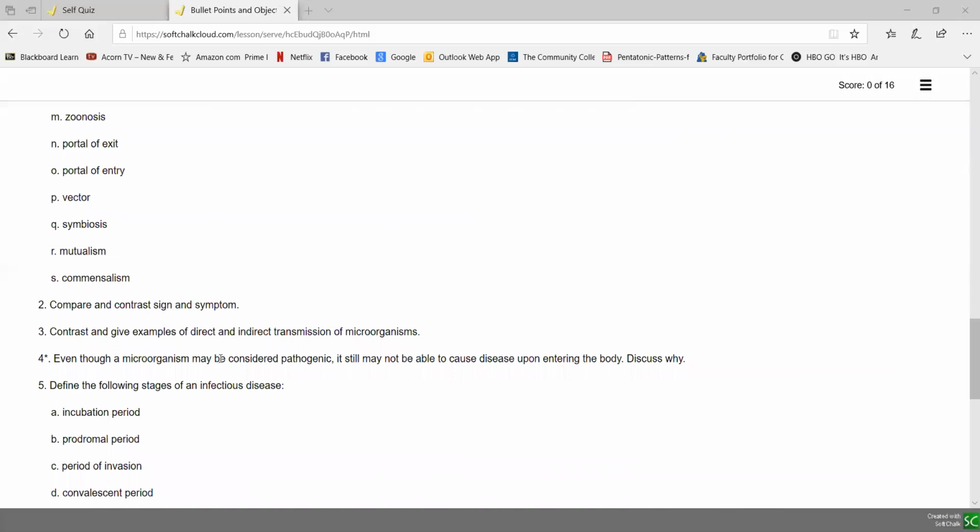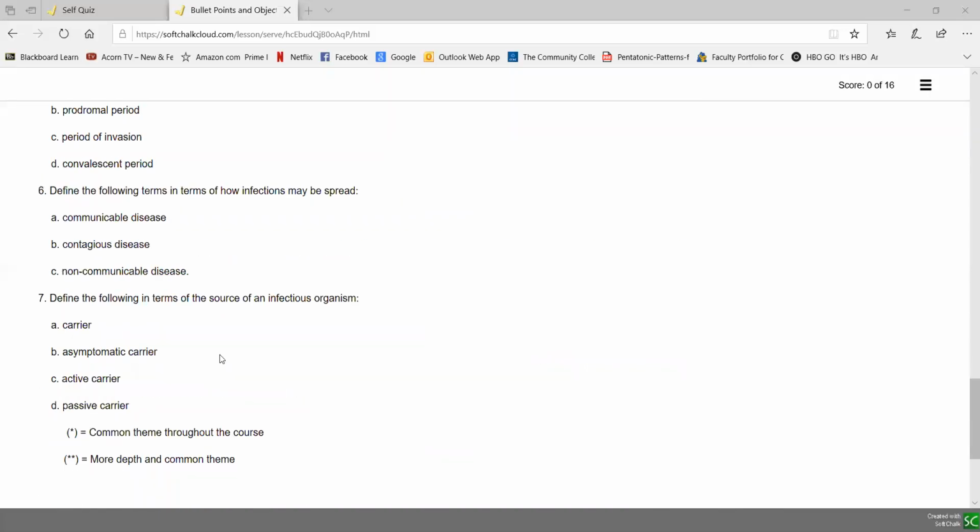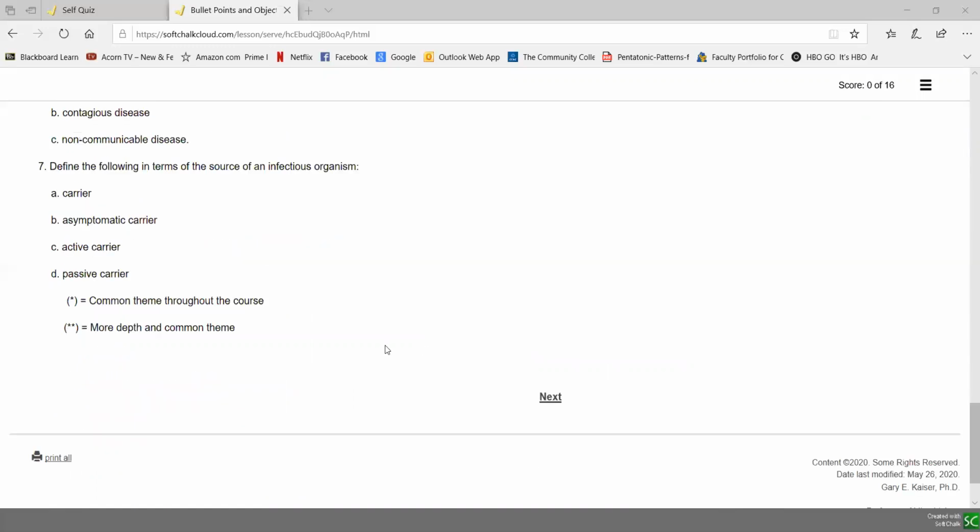A few that deal with the process of disease, but again, mostly a lot of definitions. So again, make sure you're going through and answering your performance objectives and learning those performance objectives for your Unit 3 exam.